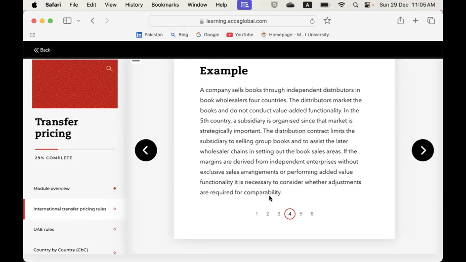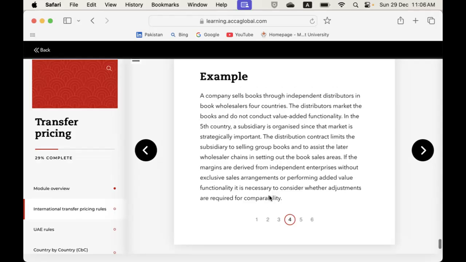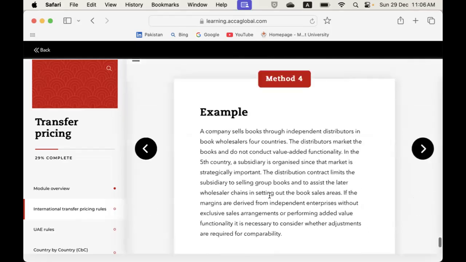In simpler words, as I said earlier, this is a three-party relationship where the last party purchasing goods or services is an independent third party. We will do a benchmarking exercise: when you are selling goods or services to a third party, usually how much gross margin would you charge, and then we reverse calculate the prices. That's the resale method, the price resale method.